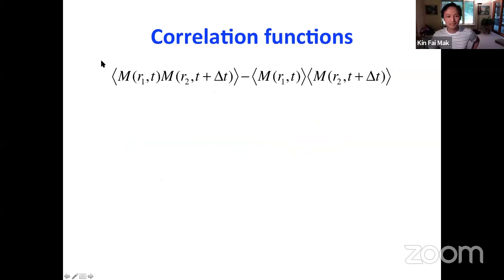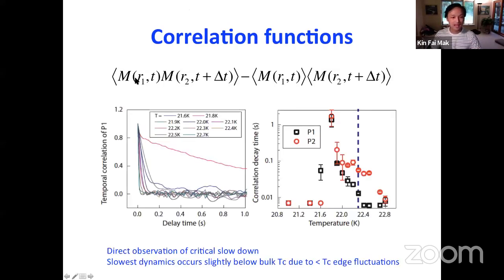We can analyze the data a little better. The central function that characterizes critical fluctuations is called the correlation function, which is the deviation of the measured value from the mean. So it's a measure of the fluctuation from the mean value. If we set R1 and R2 to be the same, we measure the fluctuation at one point only, but at different time delays, and we can calculate the correlation function as a function of time. You can see that it displays an exponential decay in most cases, but very close to the TC you can see a significant slowdown of the critical dynamics. So you can see a much enhanced correlation time.